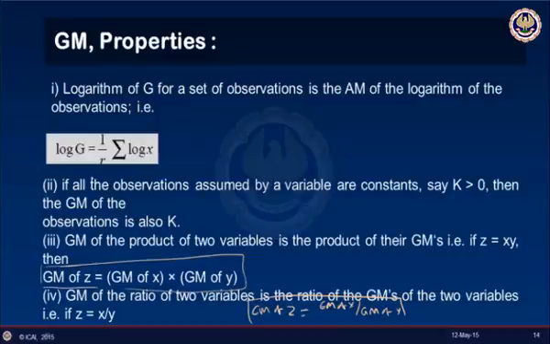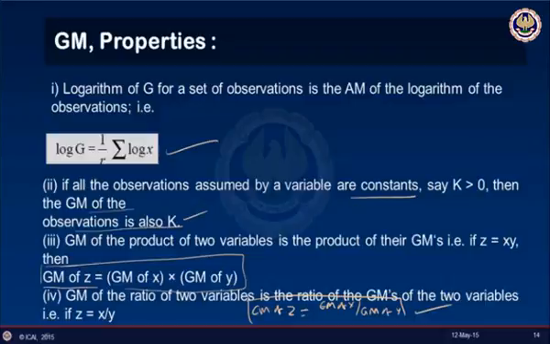Here, log G equals 1 by n of the summation of log x, is one property. And if all the observations are assumed to be constants, then the GM of the observations is also that constant. The GM of the product of two variables is the product of their GMs: z equal to xy, GM of z equal to GM of x into GM of y. And the GM of the ratio of two variables is the ratio of the GMs of the two variables, z equal to x by y. These are the important properties.